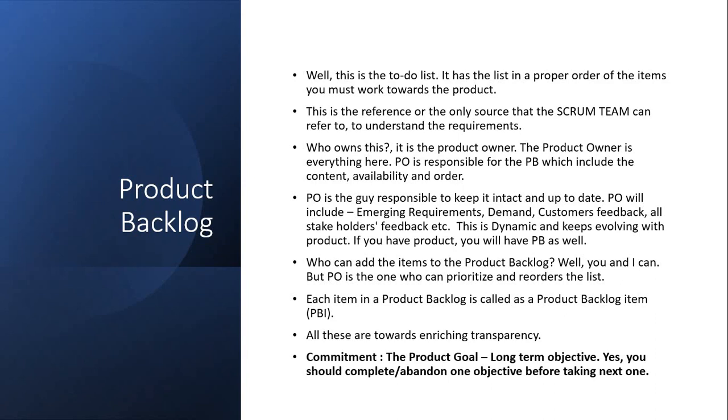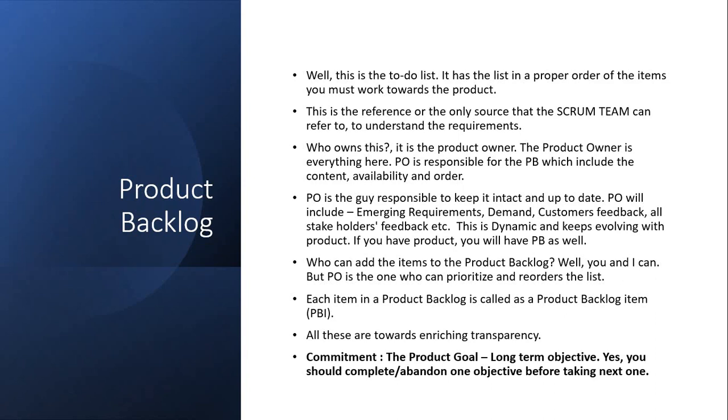This is the reference, this is the list, this is the to-do things. PO is the guy who is responsible to keep it intact and up to date. PO will include emerging requirements, demand, customer feedbacks, stakeholder feedbacks, and most important point, the product backlog document. The product backlog on the whole is a very dynamic stuff.